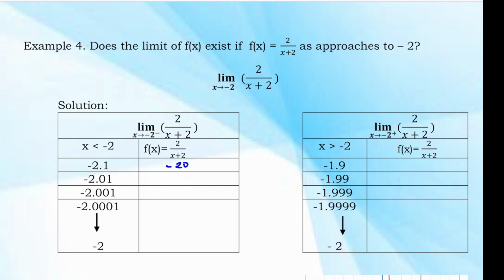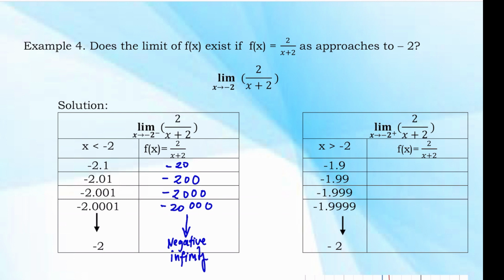Next, if we're going to use negative 2.01, the function will become negative 200. If we're going to use negative 2.001, the function will become negative 2000. And if we're going to use negative 2.0001, the function will become negative 20,000. So, as we can see, it is going to negative infinity.